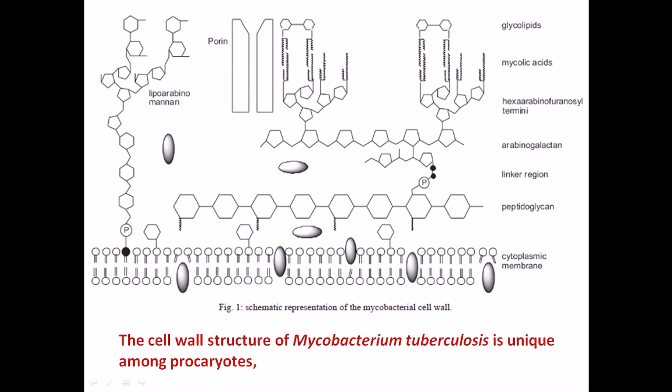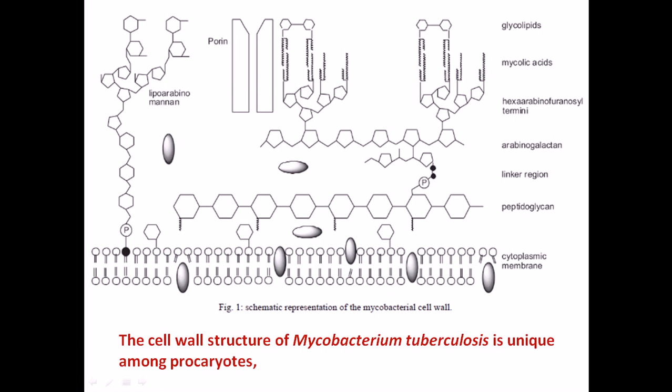so here comes the beginning of the structure of Mycobacterium tuberculosis. I must tell you, the cell wall structure of Mycobacterium tuberculosis is unique among the prokaryotes. You never find this structure in any other prokaryotic cell, because in most prokaryotic cells you are going to find that the cell wall is mostly made up of peptidoglycan. But in the case of Mycobacterium tuberculosis, you will find that most of the component part of the cell wall is made up of lipids, and very little is made up of peptidoglycans.